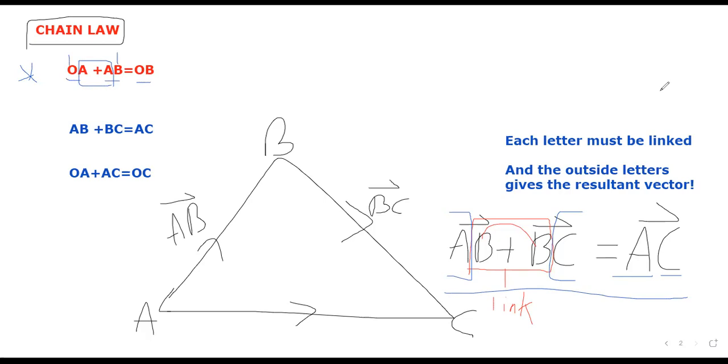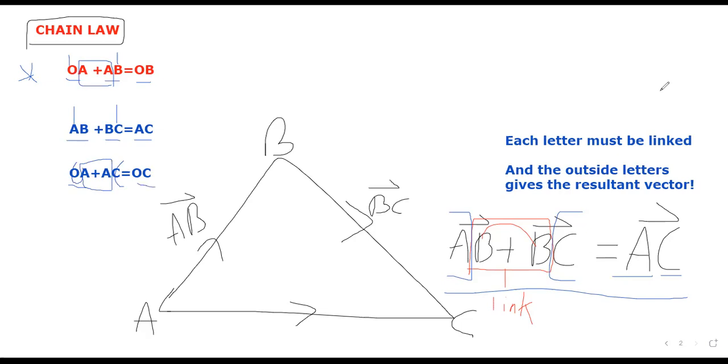Let's try the next one. So we start with AB now. If you start with AB, the other term has to start with B. So we had BC. And if we didn't know what the resultant was, we just look at the outsides. The outside will be A and C, so you'll get AC, which is correct. And the last one, we start with OA. So we know the next term has to be plus A something, and that's correct. So the link is A and the resultant will be OC, which is what we have here.